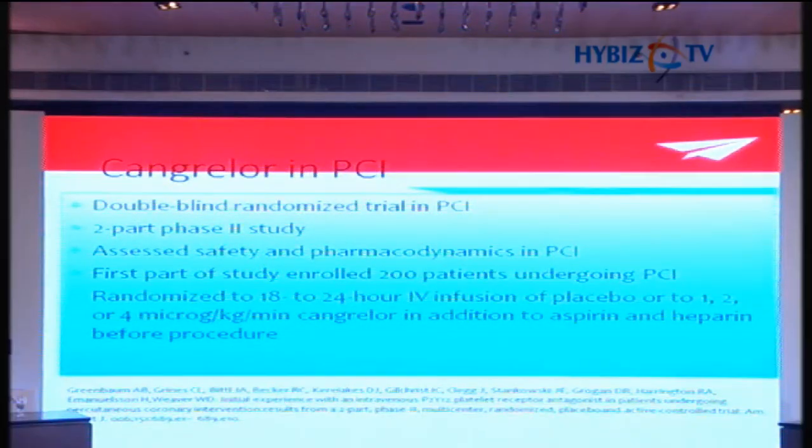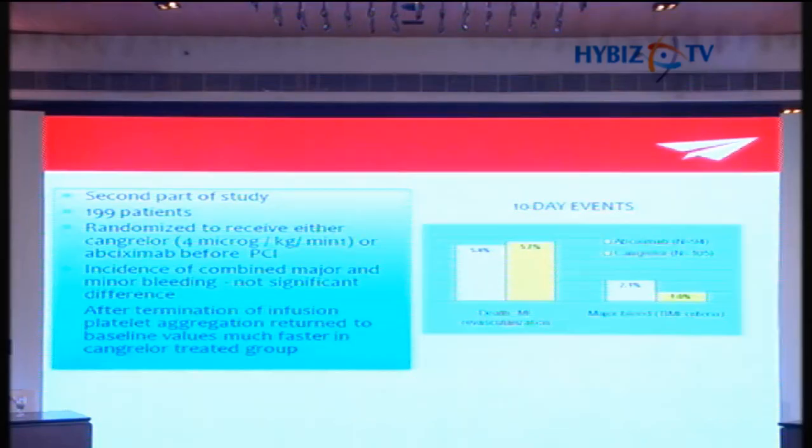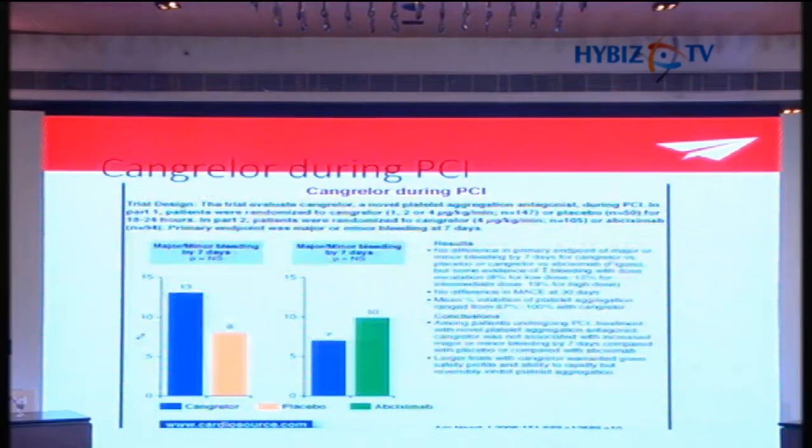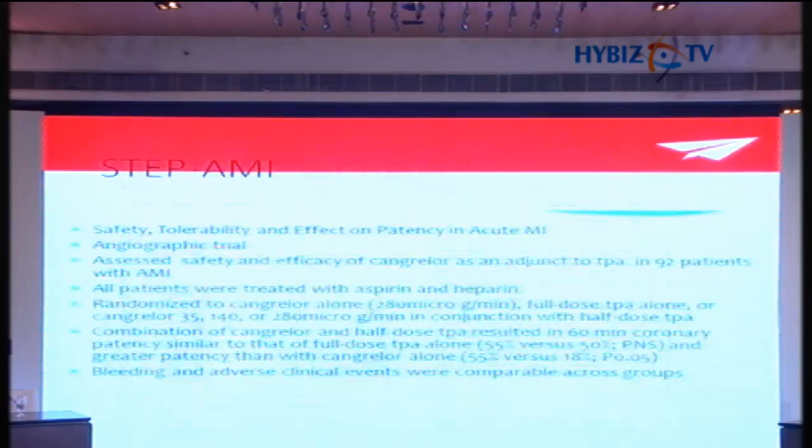So there are few studies published regarding Cangrelor. Initially, it was compared with placebo, then it was compared with abciximab. In both, it has shown that bleeding risk is less, and primary endpoints are slightly better when compared to abciximab. In the STEP-AMI trial, where Cangrelor was given in combination with half-dose TPA, it showed better vessel patency when compared to TPA alone.